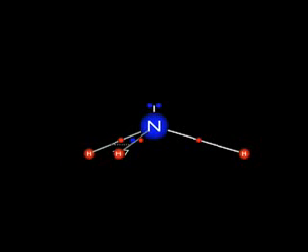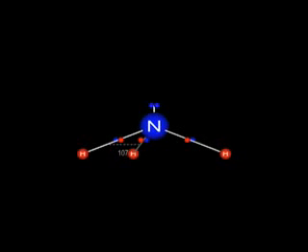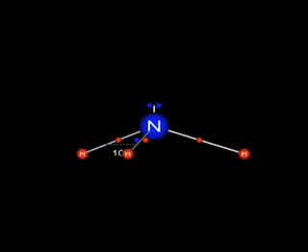In ammonia, there is one non-bonding pair of electrons and three bonding pairs of electrons around the central nitrogen atom. The repulsion between the non-bonding and bonding pairs of electrons is greater than the repulsion between the bonding pairs of electrons, and the bond angle between the bonded atoms is 107 degrees.